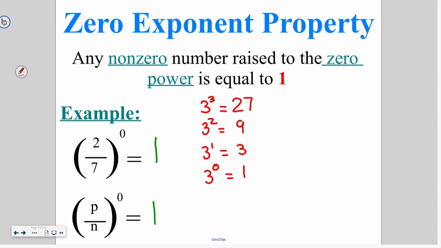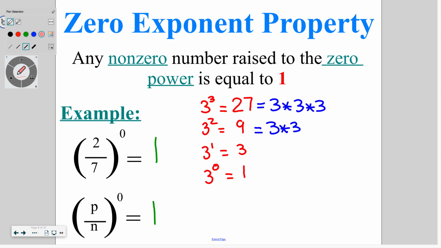If you pay attention, every time you go down by an exponent, what that is really saying is we have one less 3 we're multiplying by. So I started with 27, which is 3 times 3 times 3. 9 is just 3 times 3. So essentially what happened to get rid of that multiplication right there, I divided by 3. That is how that last 3 got canceled out to get us down to the 9.